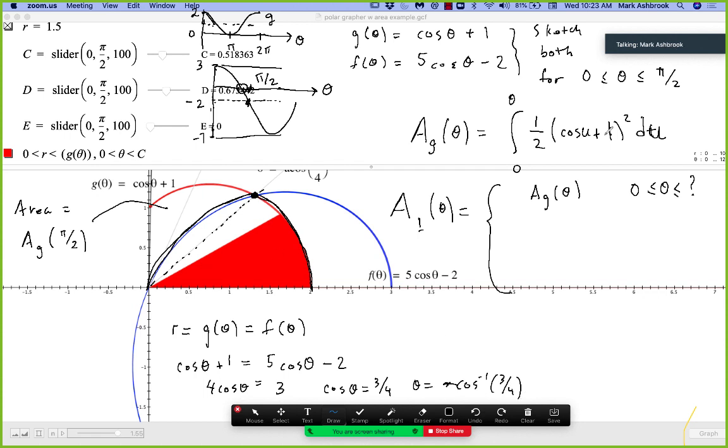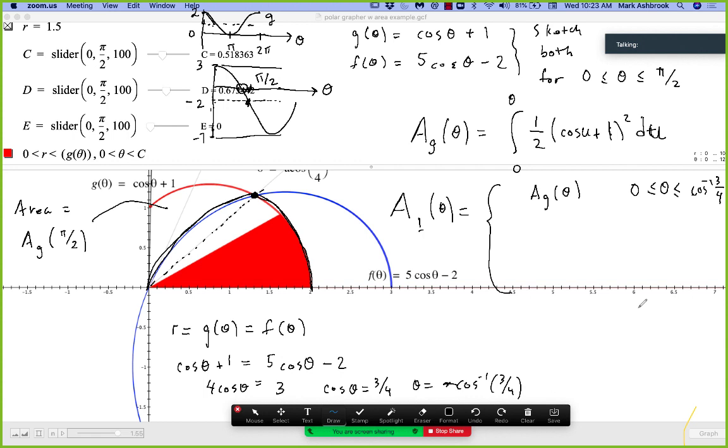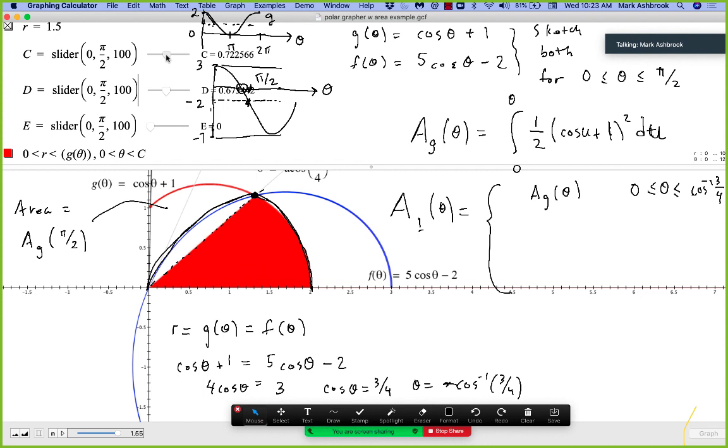Which we get by setting the r's equal. So this over here is going to be cosine inverse of 3/4. Okay, and then what are we going to do? Now we have A_g up to that point, and then we need the accumulation to start according to f.